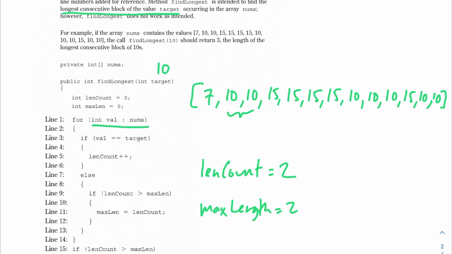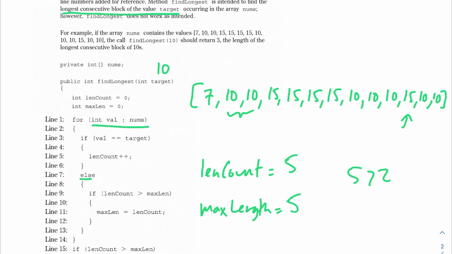Then we're moving on to this 10. Now we found another 10, we found the target, we're going to increase our length count. So now we're going to get 3. Next number, we found another 10, increase our length count, 4. Next 10, we found another one, we increase it, 5. Next number, 15. So now we're going into the else. We're saying, is 5 greater than 2? Yes, it is. So now we're setting our max length to 5.